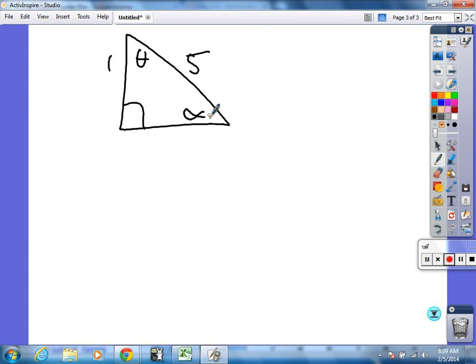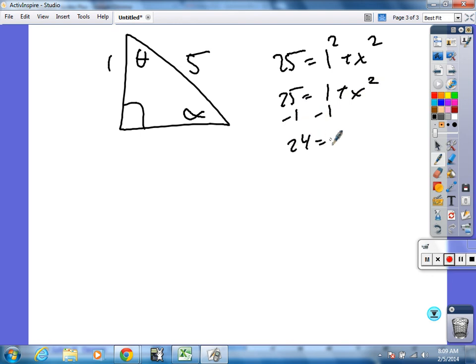Okay. So first off, 25 equals 1 squared plus x squared. Is everybody okay there? Everybody understand where I got the 25 from? I'm sorry, 5 squared. So this is 25 equals 1 plus x squared. Subtract the 1. 24 equals x squared. x equals the square root of 24, correct? Is that where we leave it, James? Why? What's in 24? 2 and 12. What's in 12?